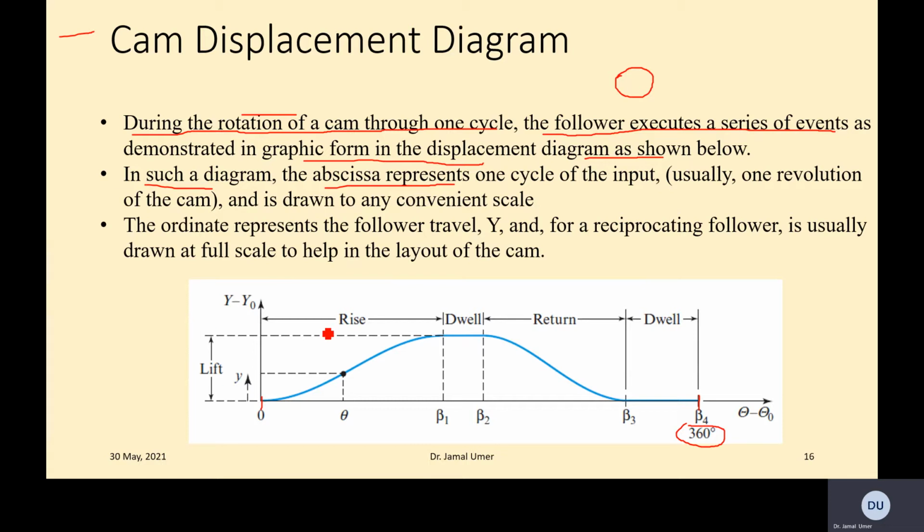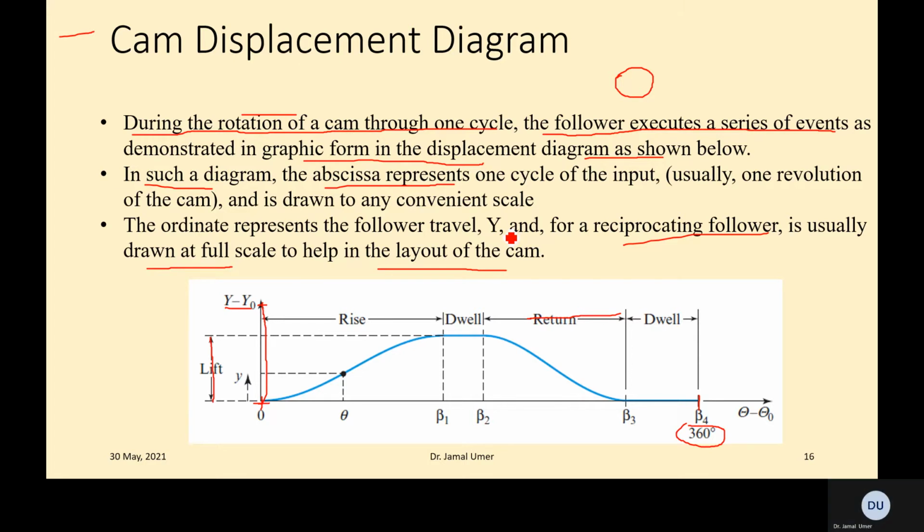The ordinate represents the forward travel. From here to here, this is the forward travel, how much the follower can lift. When it says lift over here, that's the maximum distance the follower can travel or reciprocate. For a reciprocating follower, it is usually drawn at full scale to help in the layout of the cam. Normally you draw full scale for the follower, because the follower covers a very small distance, so we try to draw it as close as possible to the actual conditions.